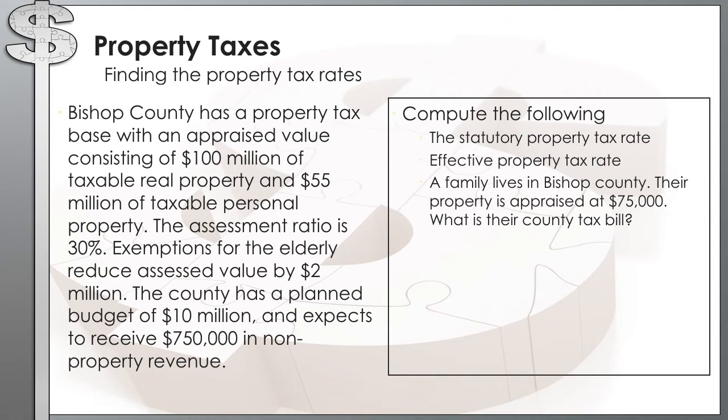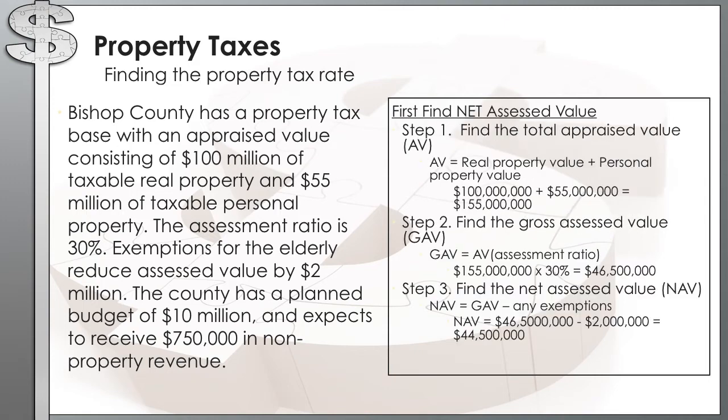So now, first of all, we need to figure out the statutory property tax rate. And to figure out the statutory property tax rate, we have to go through several steps, okay? So the first thing we need to do is find the appraised value of the property. The second thing is find the gross assessed value. And the third thing is to find the net assessed value. So what are these things? What's the appraised value? What do we mean by the gross assessed value? And what do we mean by the net assessed value?